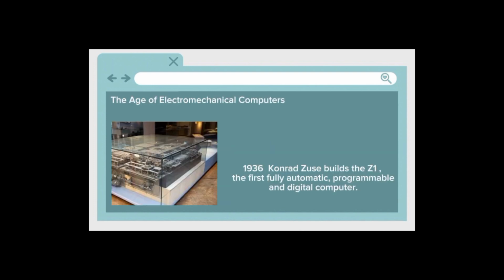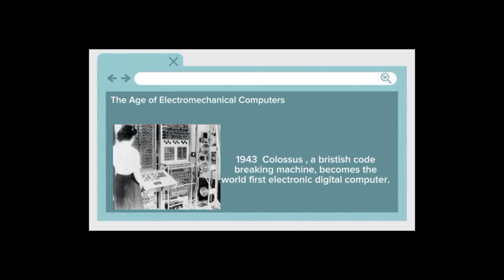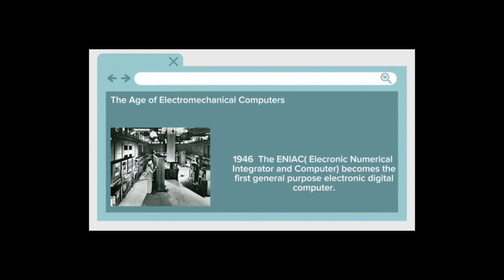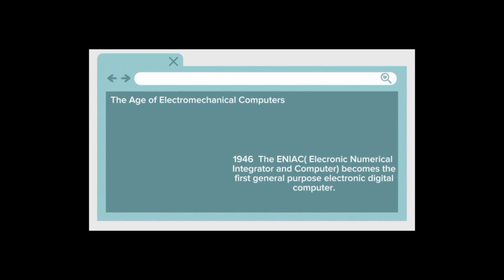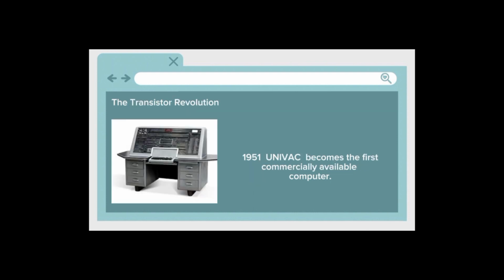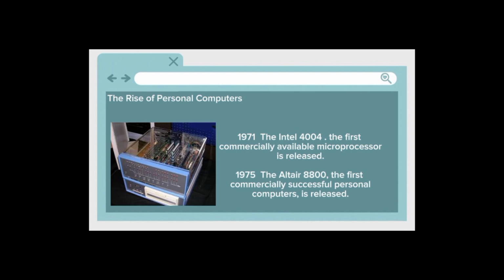1936, Conrad Zuse builds the Z1, the first fully automatic, programmable digital computer. 1943, Colossus, a British code-breaking machine, becomes the world's first electronic digital computer. 1946, the ENIAC, Electronic Numerical Integrator and Computer, becomes the first general-purpose electronic digital computer. 1951, UNIVAC becomes the first commercially available computer. 1971, the Intel 4004, the first commercially available microprocessor, is released.